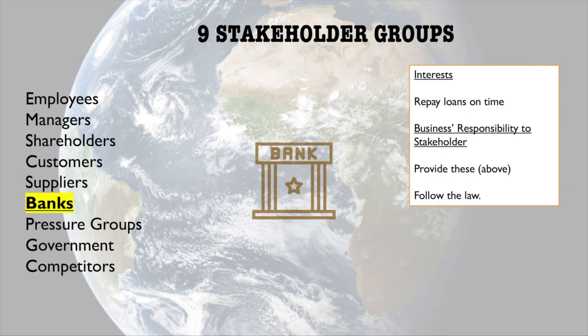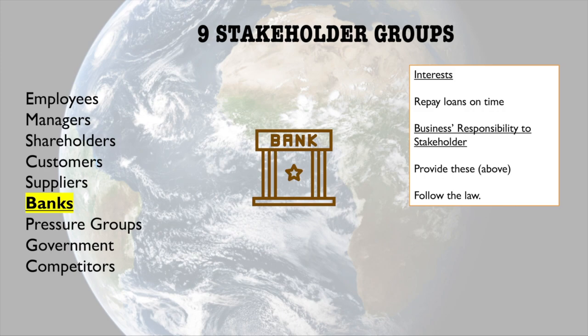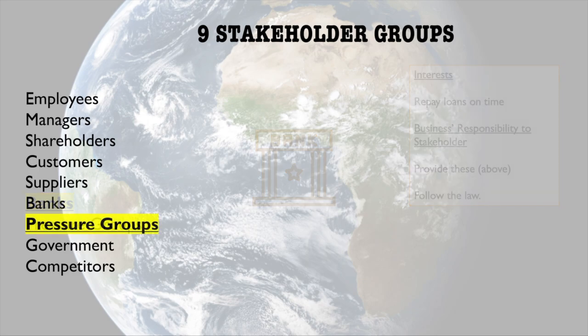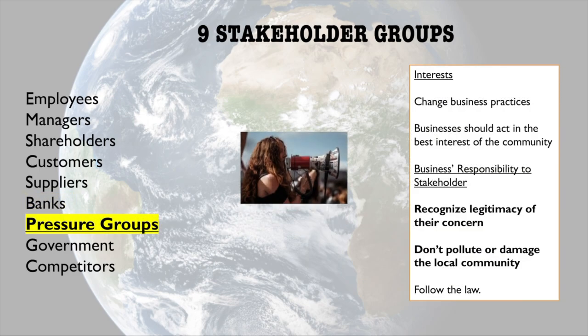Next, we have our banks. Banks are pretty predictable. They want you to repay the loans on time. That's the business that banks are in. We have pressure groups. Now, pressure groups, there are a lot of them out there. They are the people that we have discussed in previous chapters. They will protest you. What they really, really want is to change your business practices if you're doing something they don't approve of. They also want you to act in the best interest of the community.